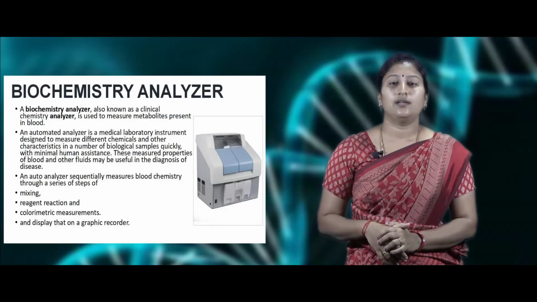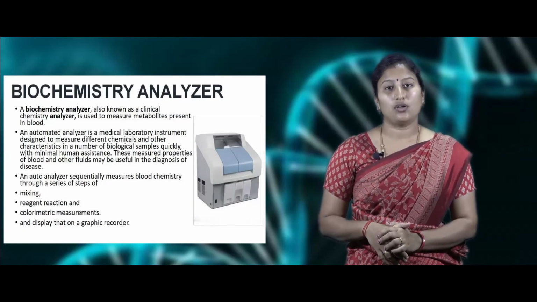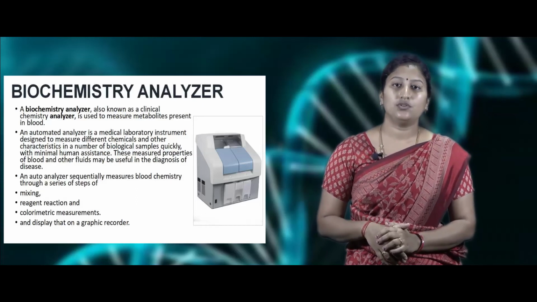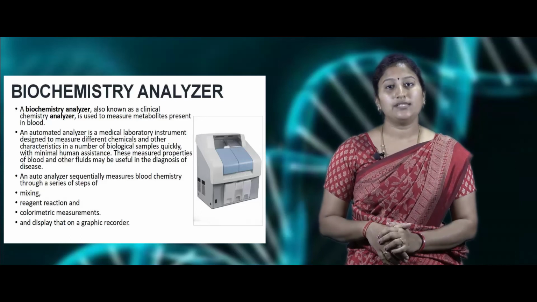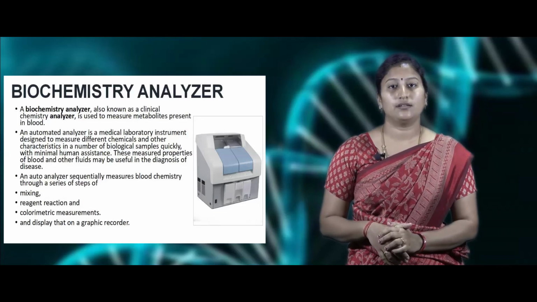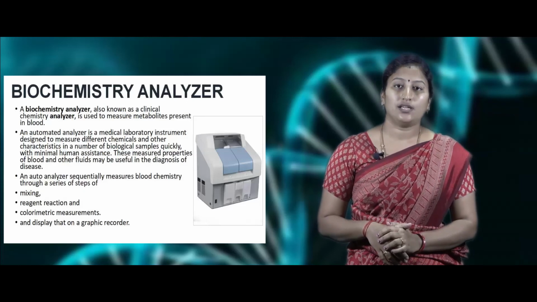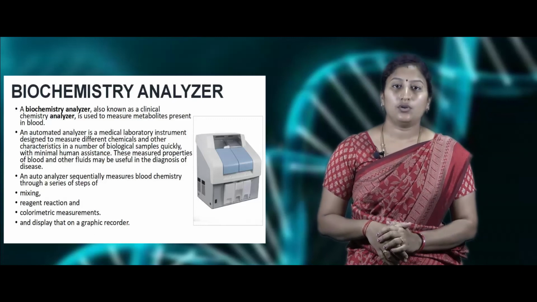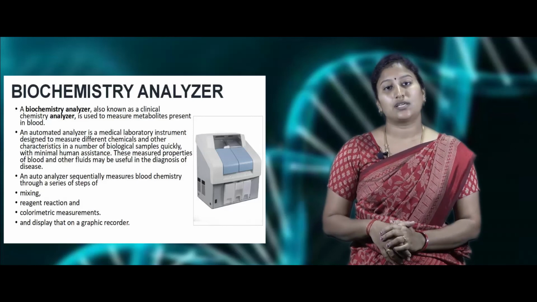Biochemistry analyzer. Biochemistry analyzer or clinical chemistry analyzer is a device used to measure metabolites present in the blood. An autoanalyzer will sequentially measure the chemistry of the blood with the following series of steps. They are mixing, reagent reaction, colorimetric measurements and displaying them on the screen.